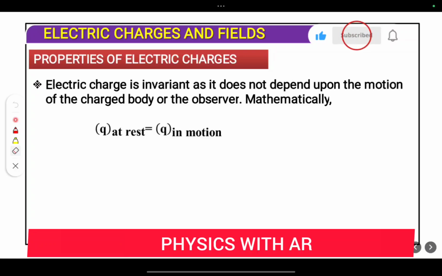Electric charge is invariant and does not depend upon the motion of the charged body or the observer. That means whether the charge is at rest or in motion, the electric charge will be the same. These are the properties of electric charges.